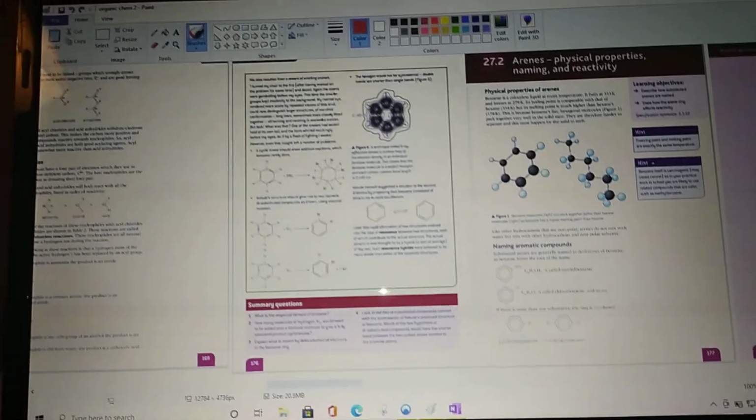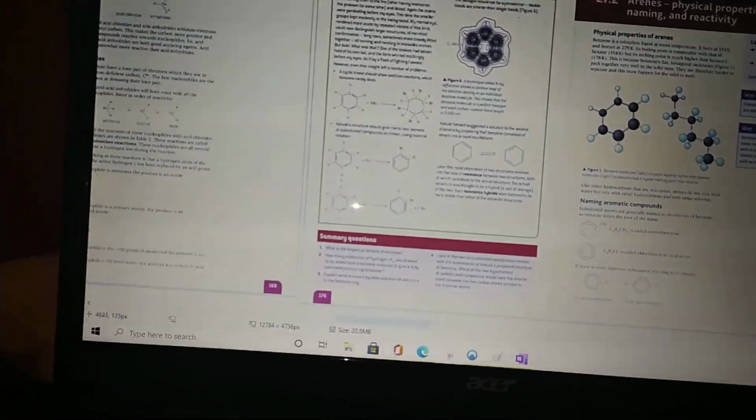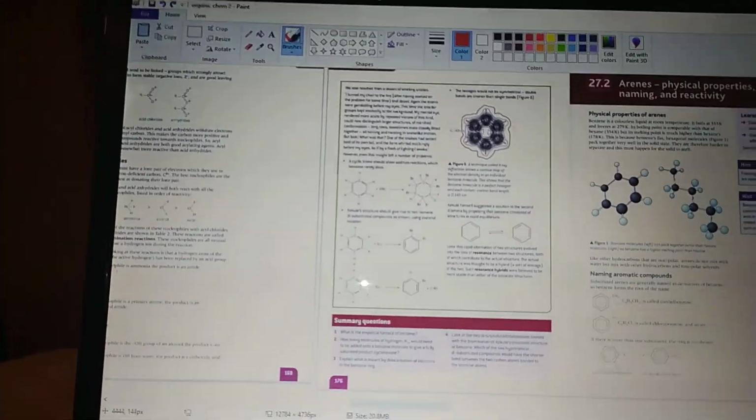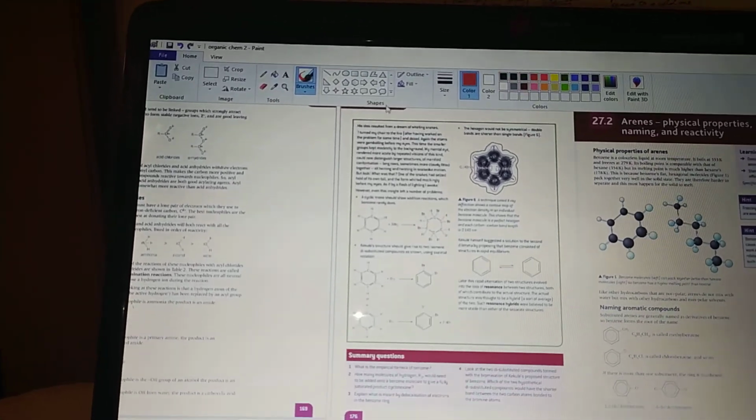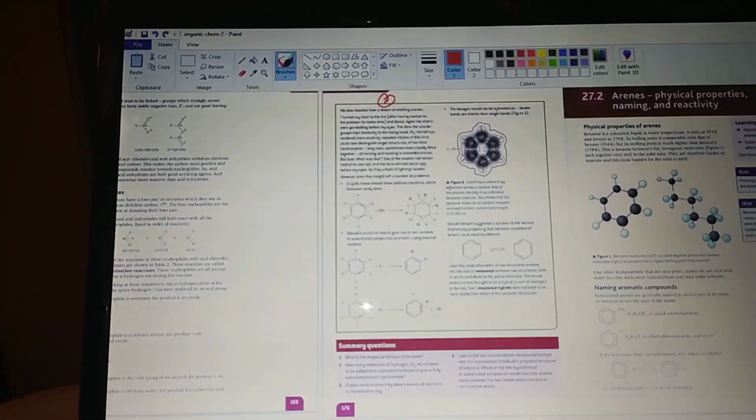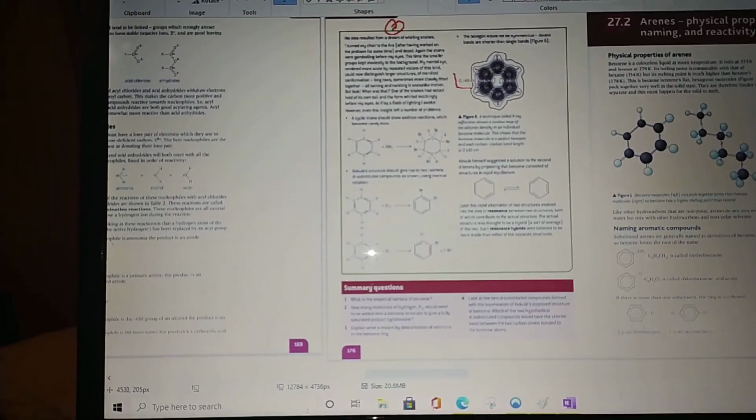Now when it comes to the naming of the arenes, this is a part of the Kekulé structure that he had added in this case.